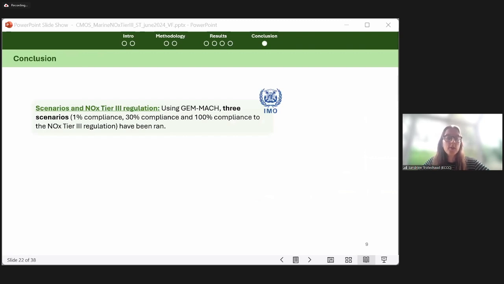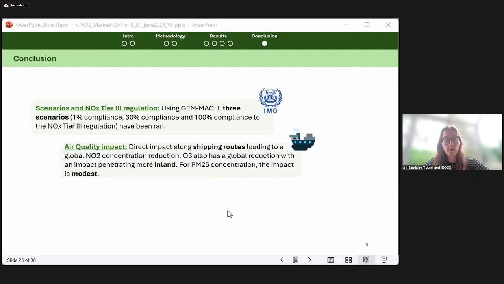So just a quick conclusion. In this study, we used 3 scenarios, using the GEM-MACH model. 1% compliance, which is the current compliance to the policy; a partial scenario, in which 30% of ships or emissions are compliant; and then 100% compliance, where all ships respect the NOx Tier III regulation, have been run.